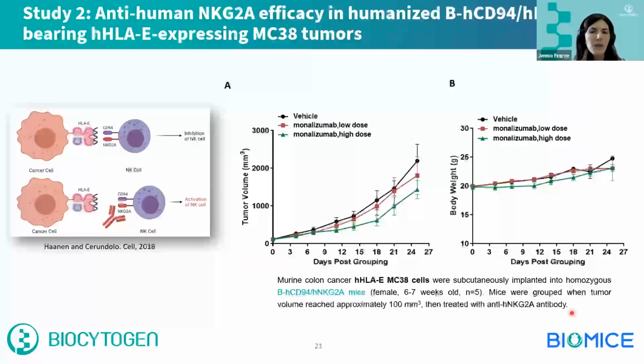So once we confirm that these mice have a normal immune system, we then go on to perform antibody efficacy studies. So in this study, we used MC38 tumor cells engineered to express human HLA-E. So as you can see here from the green bars compared with the black bars, mice treated with the higher dose of the NKG2A antibody monalizumab analog experienced slower tumor growth, indicating that the antibody was efficacious in these mice at this higher dose.